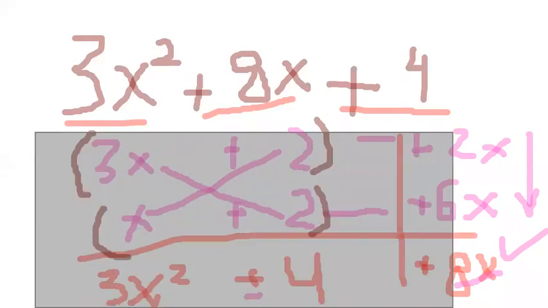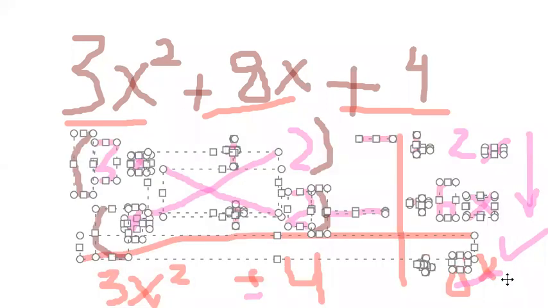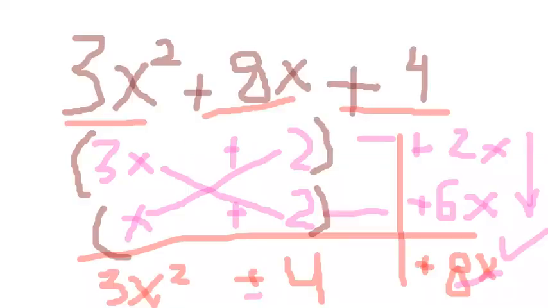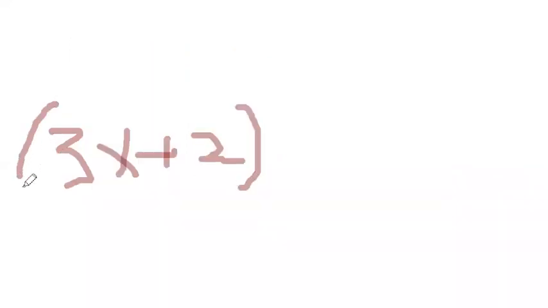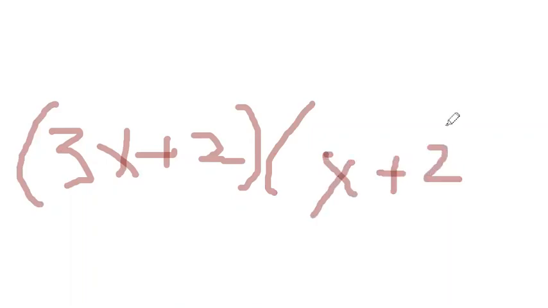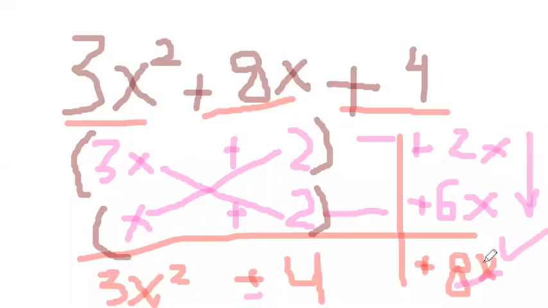So this is the rough work. So it was 3x plus 2 times x plus 2, for 3x squared plus 8x plus 4.